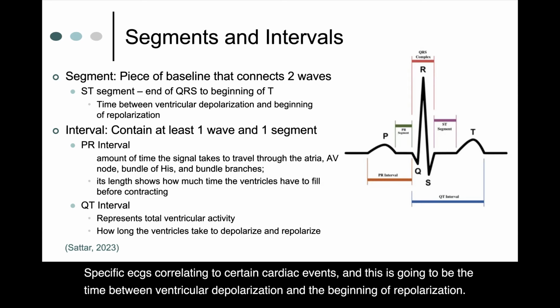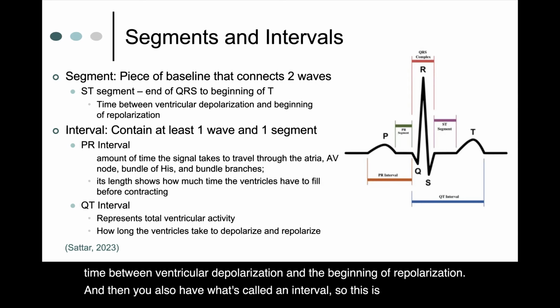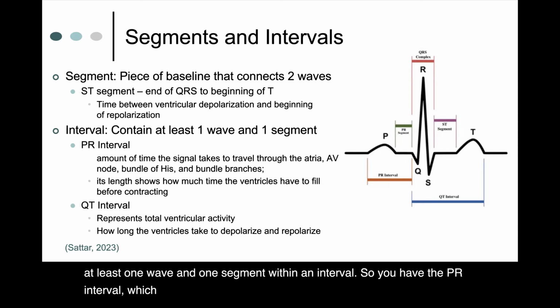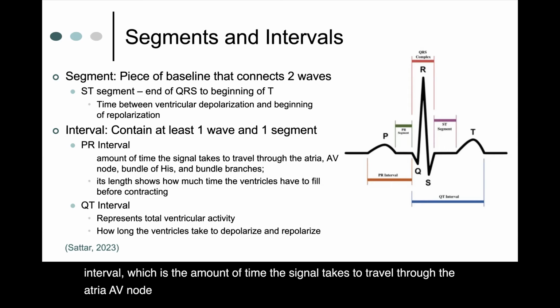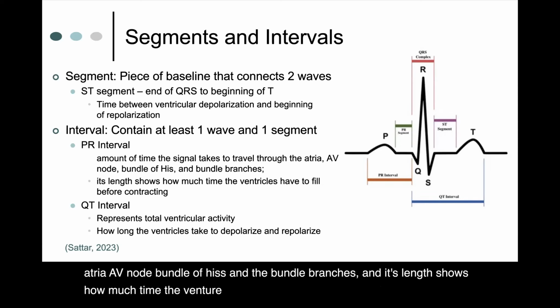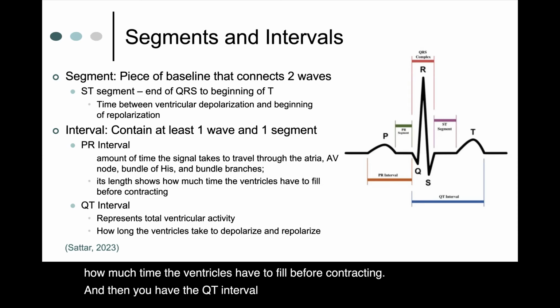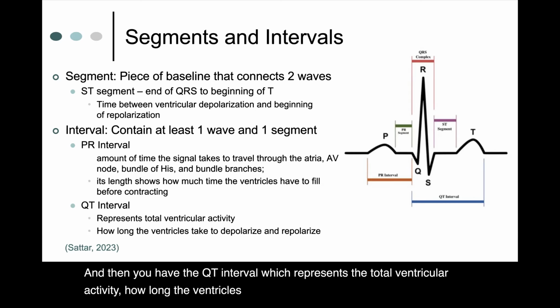And then you also have what's called an interval. So this is going to contain at least one wave and one segment within an interval. So you have the PR interval, which is the amount of time the signal takes to travel through the atria, AV node, bundle of His, and the bundle branches. And its length shows how much time the ventricles have to fill before contracting. And then you have the QT interval, which represents the total ventricular activity, how long the ventricles take to depolarize and then repolarize.